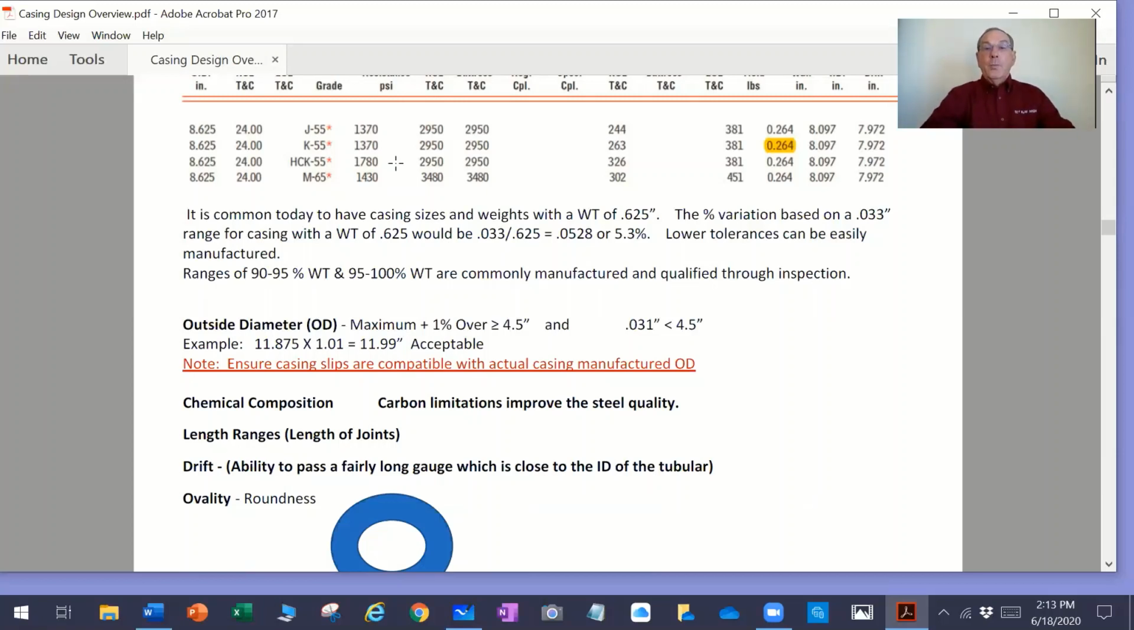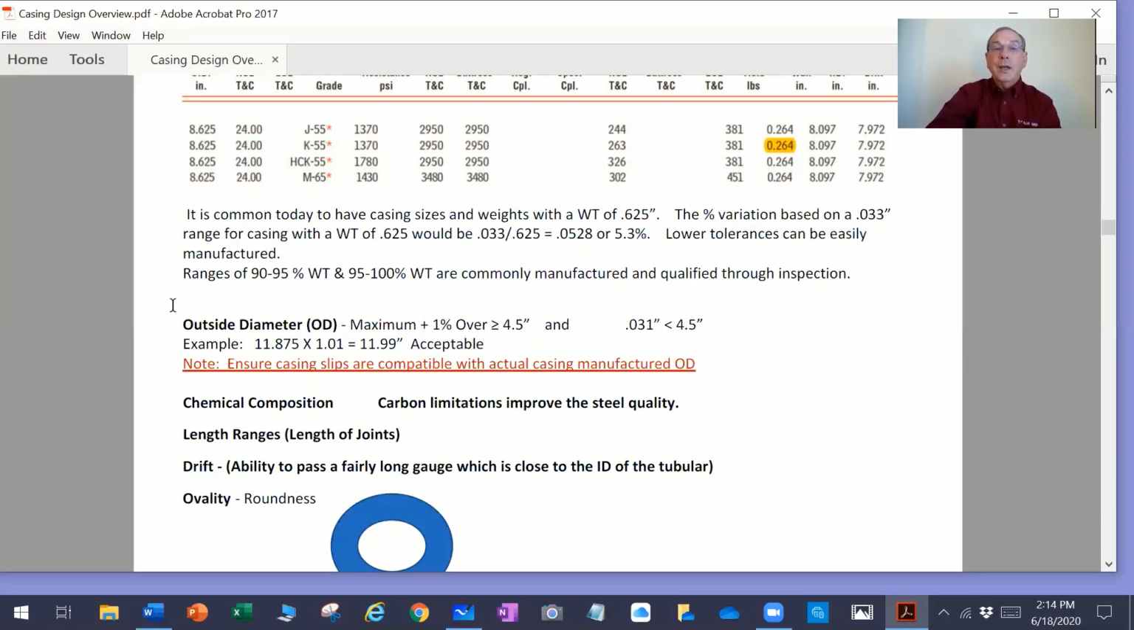All right, so if you take the percent variation of 0.033 inches relative to a 0.625 wall thickness, that comes out to only a 5.3% variation. So if the manufacturers can really make a variation of only 0.033, and you relate that to casing that has a much thicker wall thickness, 0.625, that reduces this tolerance down to almost 95% wall thickness. So lower tolerances can be easily manufactured today with computer controlled equipment and so forth.